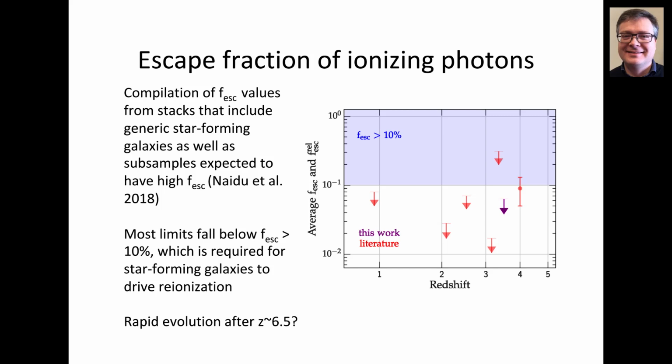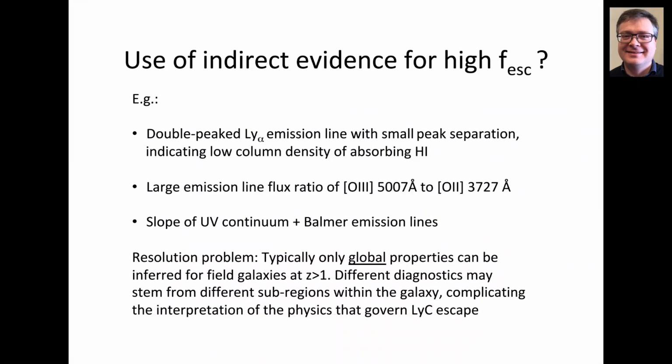So the idea is to find galaxies which have conditions similar to the ones in reionization and where you can see radiation actually escaping. And then maybe use those to calibrate other indirect measures of escaping radiation. And there are different alternatives here. You can look at the details in the Lyman alpha emission line. You can look at the emission flux ratio, O3 to O2, and the slope of the UV continuum.